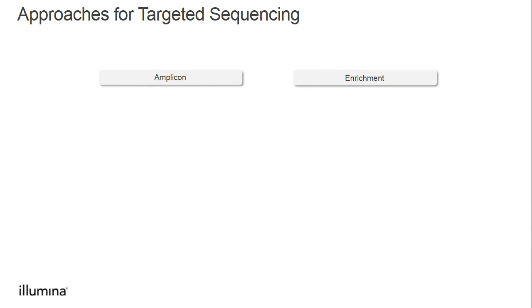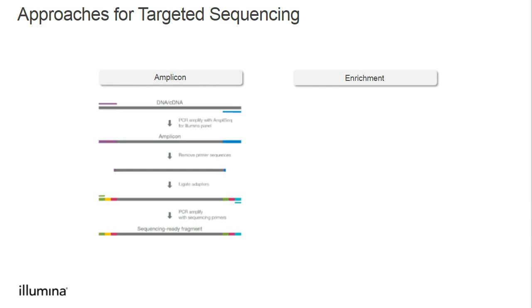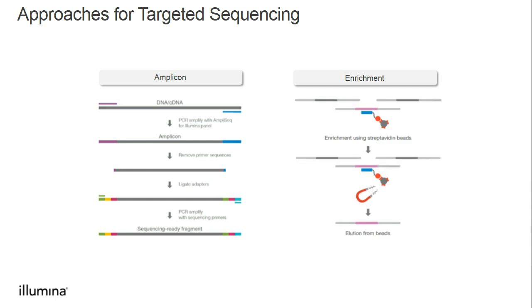And so our two approaches for targeted sequencing: the amplicon approach is going to use primers to amplify our regions of interest. In some cases, the primer sequences are removed and then we go through a subsequent round of amplification to complete the library, as shown in the diagram here. This is in contrast to our enrichment methodology, in which case we make a whole genome library and then we use biotinylated probes to pull down only our region of interest.